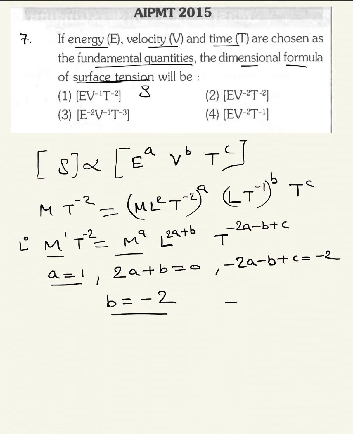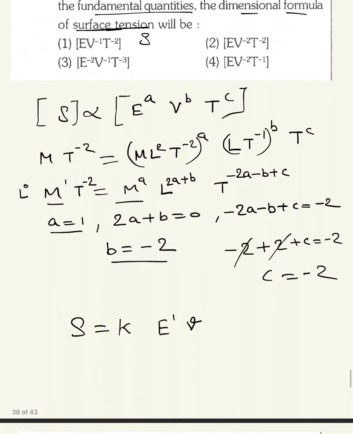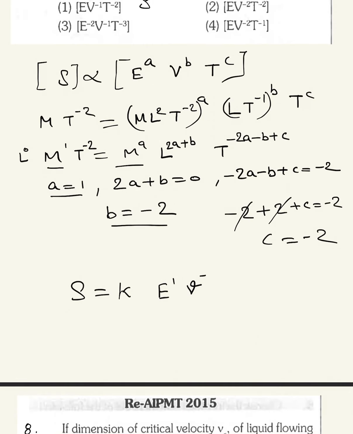Now you have to solve for c. I will write -2 + 2 + c = -2. So here c is -2. So let me put it: S is equal to some constant K, obviously dimensionless, E to the power 1, and V to the power -2, where V is velocity, and T to the power -2. Whichever is the correct option, I think this is it, the second option.